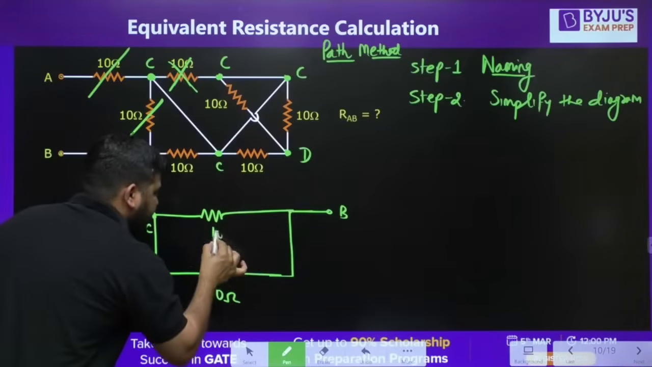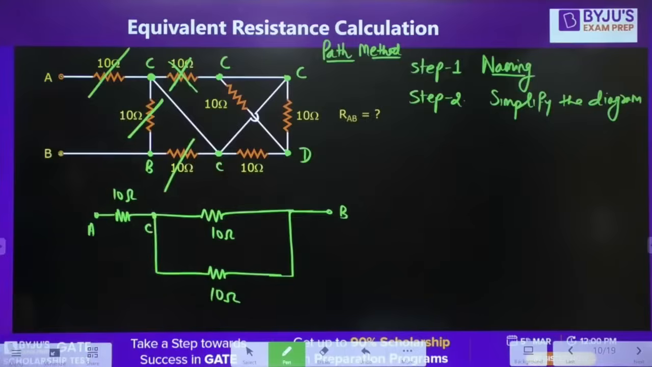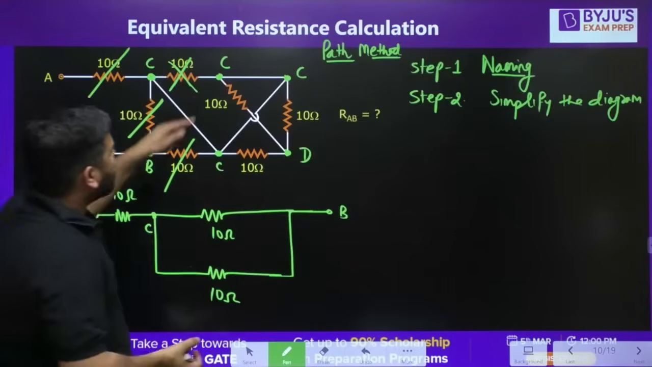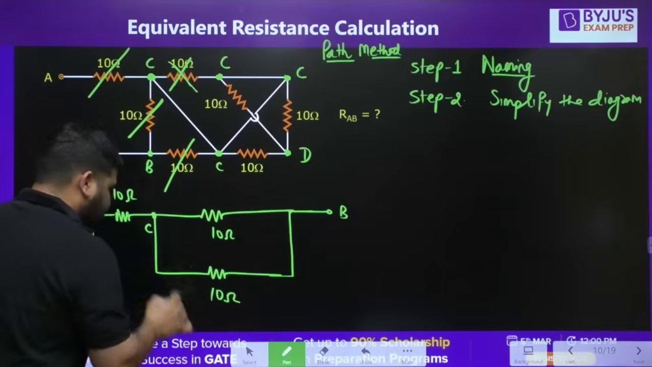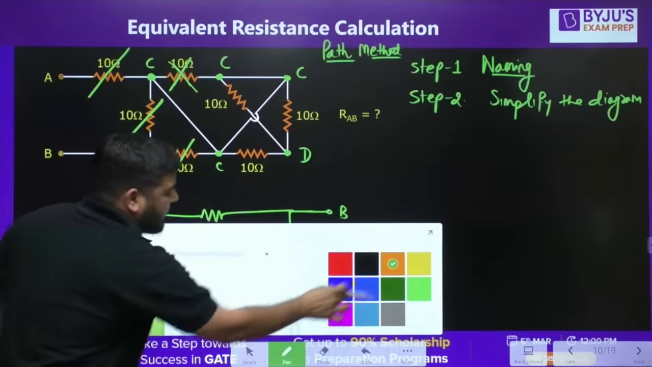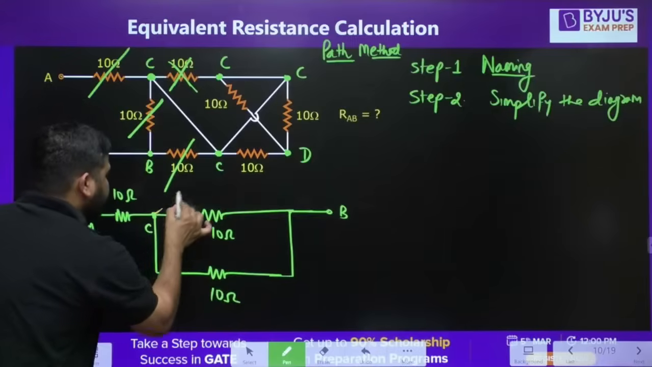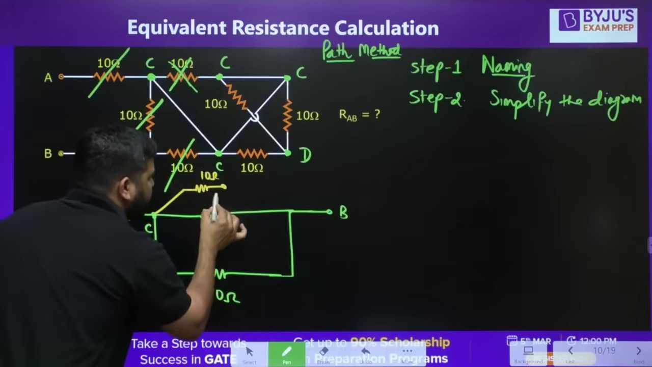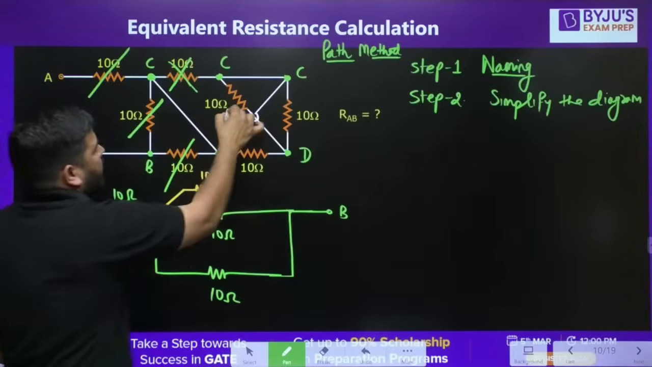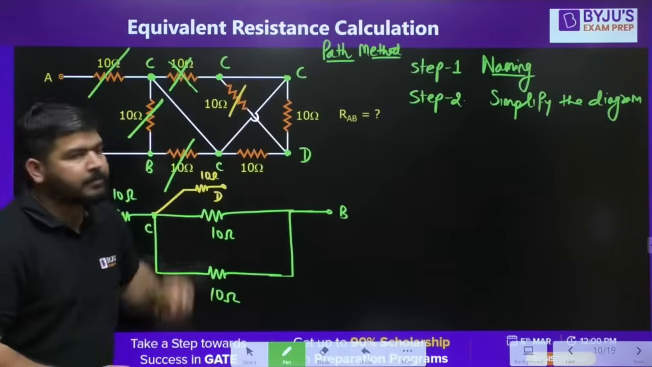10 ohm from again C to B. So I have covered this resistance. Fine. Now let's come to this resistance. This is from C to D. So what you can do is, you can show this resistance with a different color. From C to D, there is a 10 ohm from C to D. Okay. So I have covered this resistance from C to D.